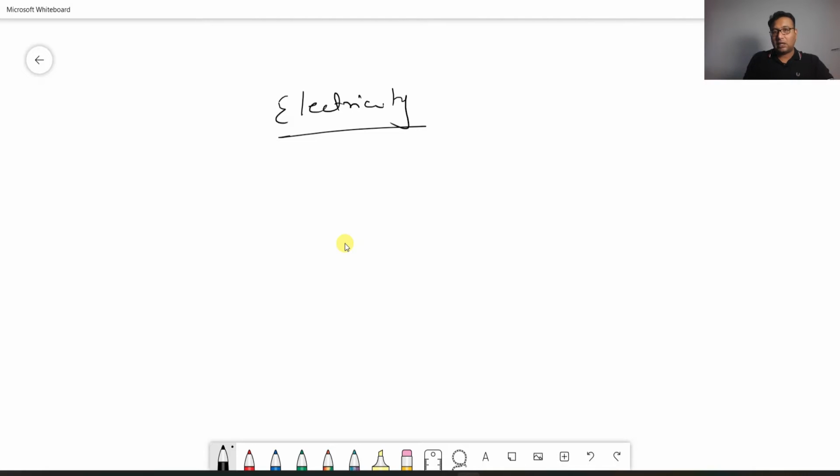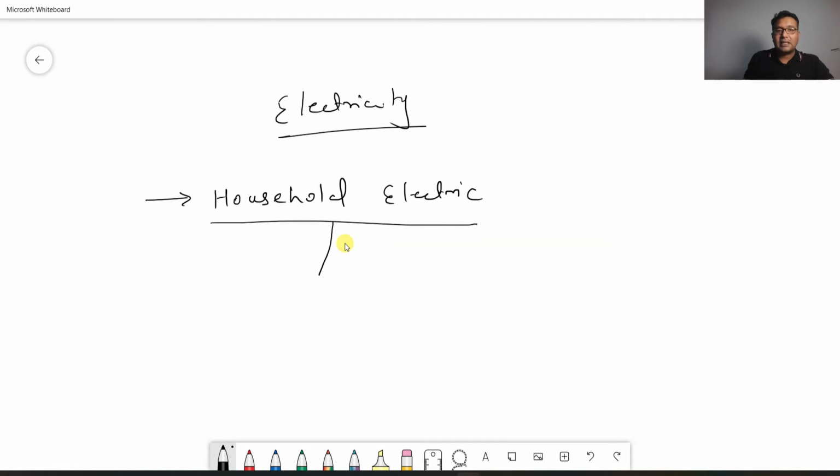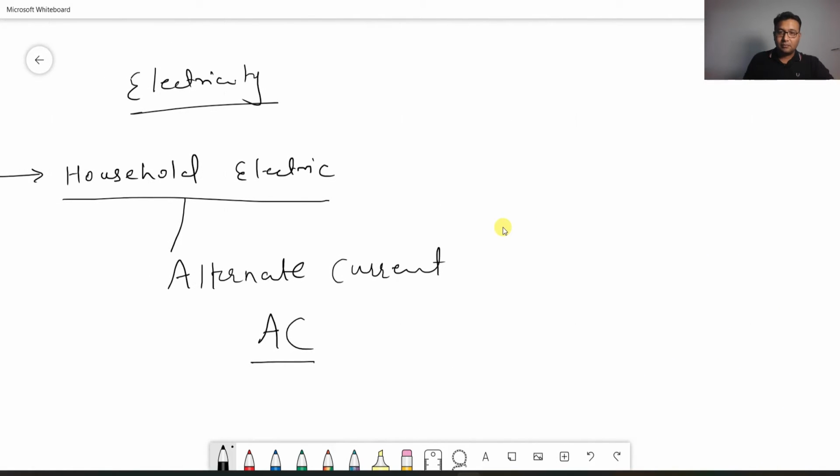First of all, we have a household electric supply. Everyone has a household electric supply. What is that supply and what is the type of that supply? The electric supply that we have at our home is called alternating current, or it is also short-formed as AC. Do not confuse it with the air conditioner. We call it alternating current. Why we call it alternating current is because the nature of household electric supply on a particular graph looks like this.